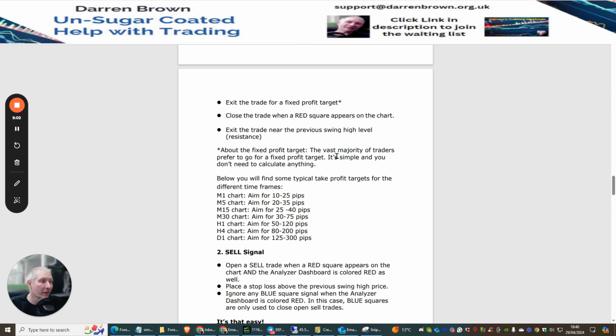About the fixed profit target, the vast majority of traders prefer to go for a fixed profit target. It's simple and you don't need to calculate anything. Below you will find some typical take profit targets for the different time frames. So these are guidelines only. And you'll see here that a 1 minute chart, aim for 10 to 25 pips, a 5 minute chart, aim for 20 to 35 pips, a 15 minute chart 25 to 40 pips, a half hour chart, which is 30 minutes, is 25 to 40 pips.